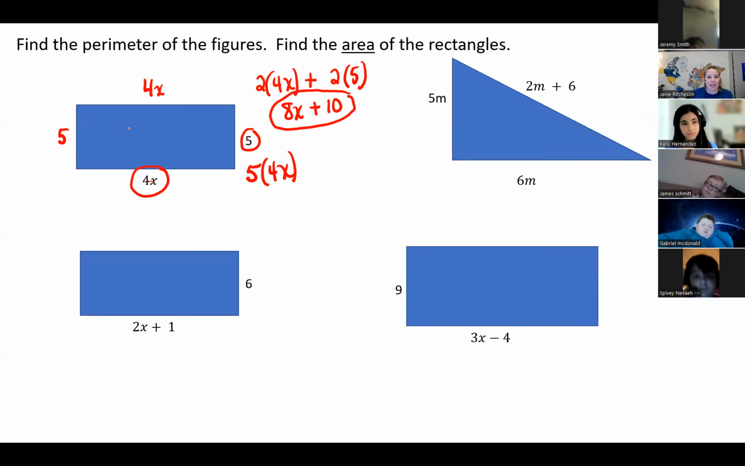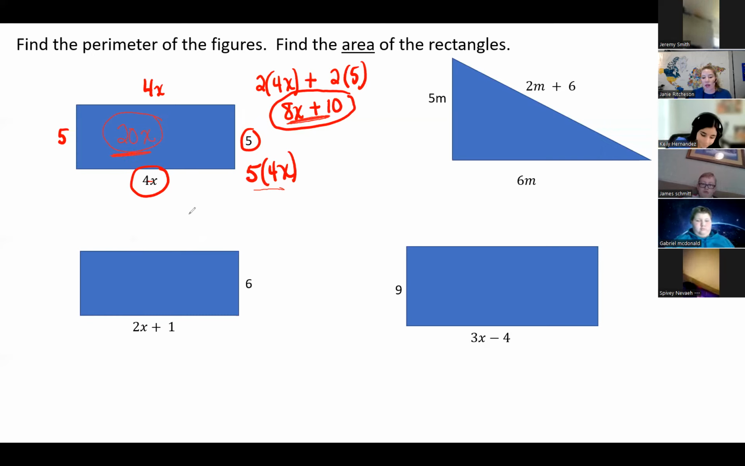5 times 4x is 20x, you guys. My pen is so picky. All right, so the perimeter of this rectangle is, right here. And the area of this rectangle is 20x. Does that make sense, everybody?